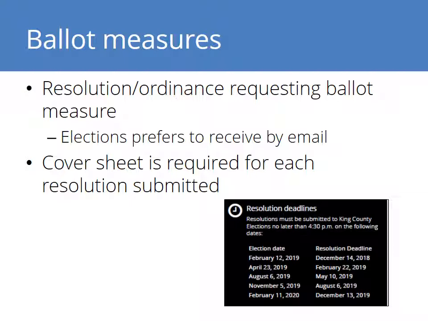If submitting via email, please do not also mail, fax, or bring in person. King County Elections only needs to have one submission of the materials. Our staff will confirm that the materials have been received. Important reminder, all materials must be received no later than 4:30 p.m. on the due date. Postmarks do not count.